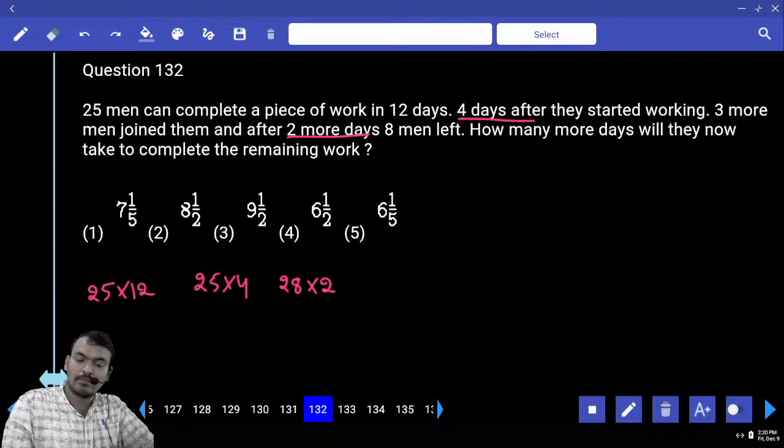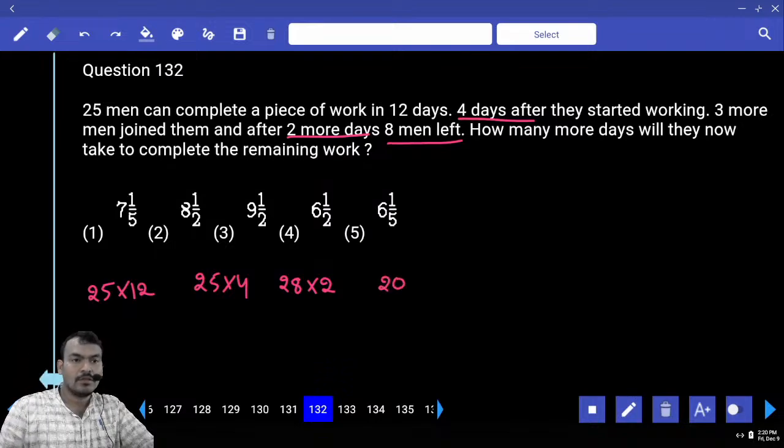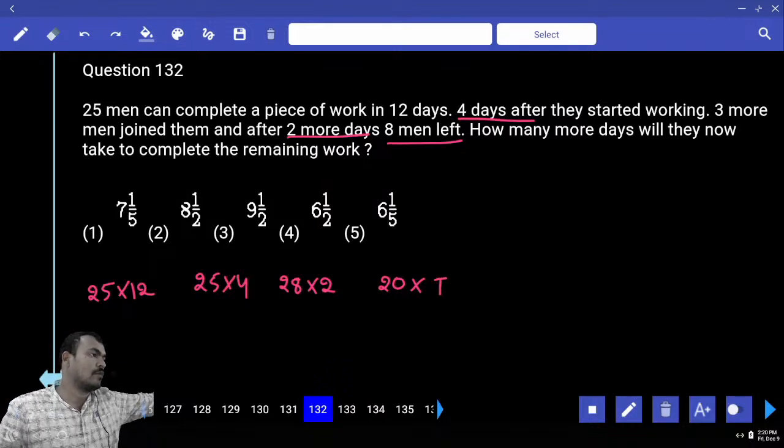After 2 days, how many men are left? 8 men. Out of 28, 8 left means remaining 20 persons or not? Those 20 persons are working for some time or total time? Some time or not? Left hand side total work, right hand side 4 days work, 2 days work and 3 days work or not?